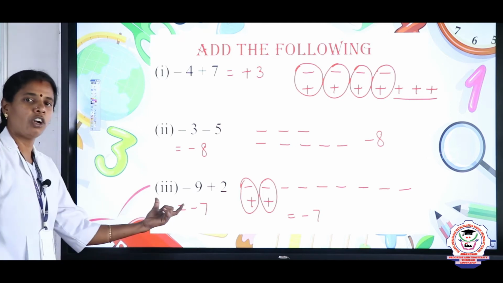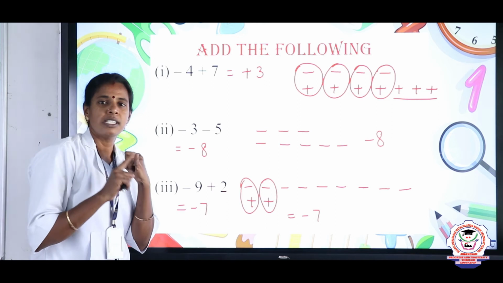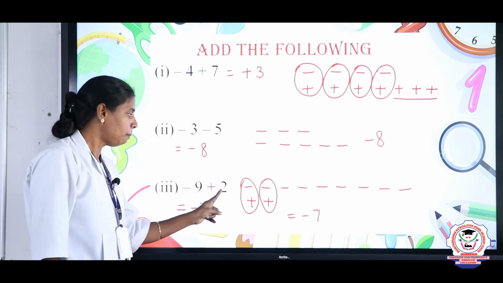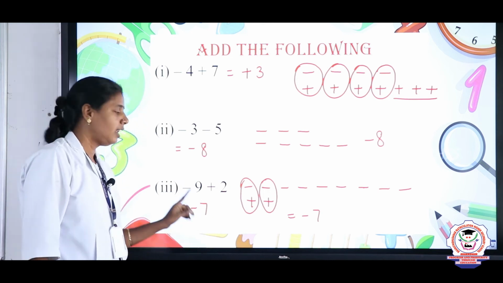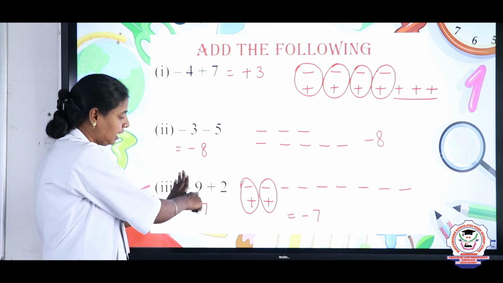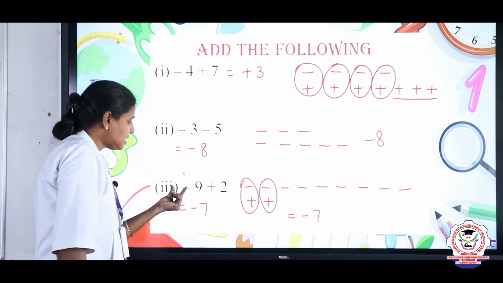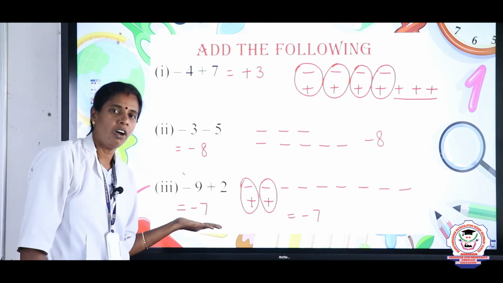Is it clear how we got the answer? One is negative and one is positive. We need to subtract first. See, 9 minus 2 is 7. And without considering the sign, 9 and 2, which number is greater? 9 is greater. The sign of the number 9 is minus, so the answer is also negative.